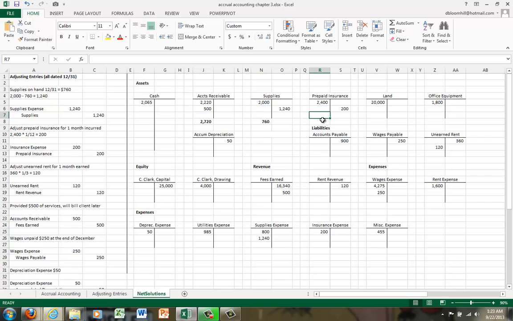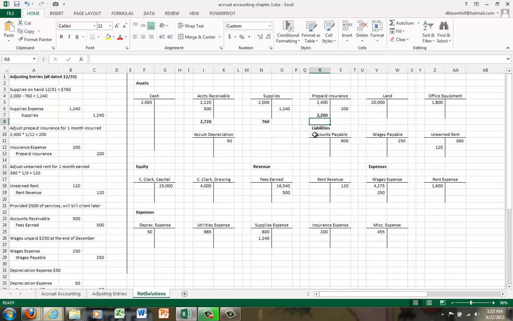Our prepaid insurance is going to be $2,400 on the debit side minus $200 on the credit side, so the ending balance is going to be $2,200 on the debit side. Land is unadjusted, so we don't lose our land. That stays at $20,000 on the debit side. Office equipment stays at $1,800 on the debit side. We don't lose that. Now we have accumulated depreciation of $50 on the credit side.